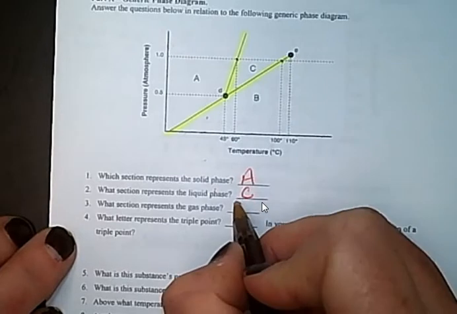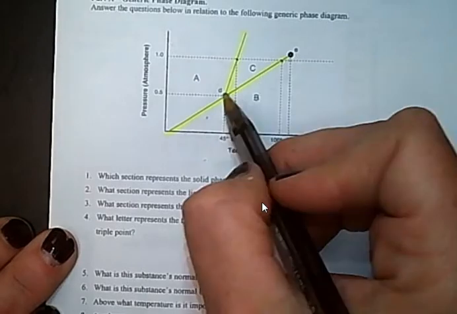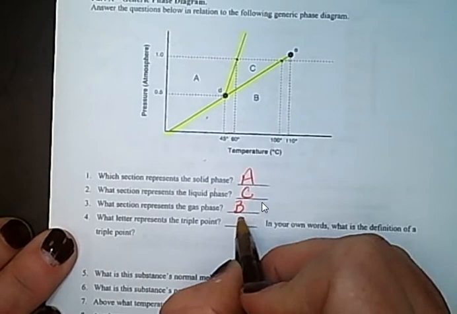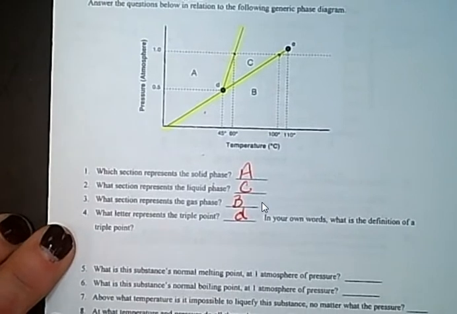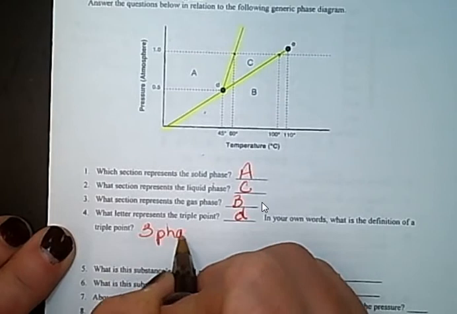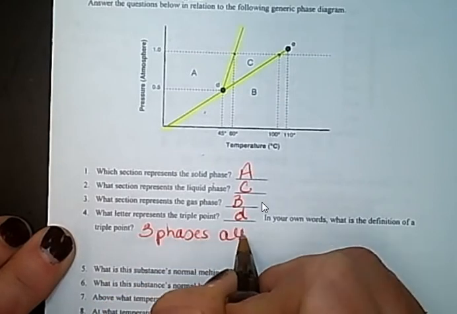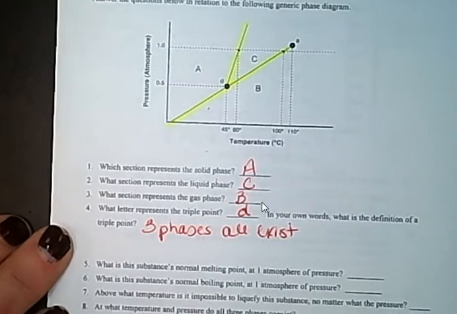So that's down here. And then it says, where's the triple point? So my triple point is where all three lines meet, so that's right here at point D. And it says, in your own words, what's the definition of the triple point? In my own words, that is where the three phases all exist at that temperature and pressure. So three phases all exist.